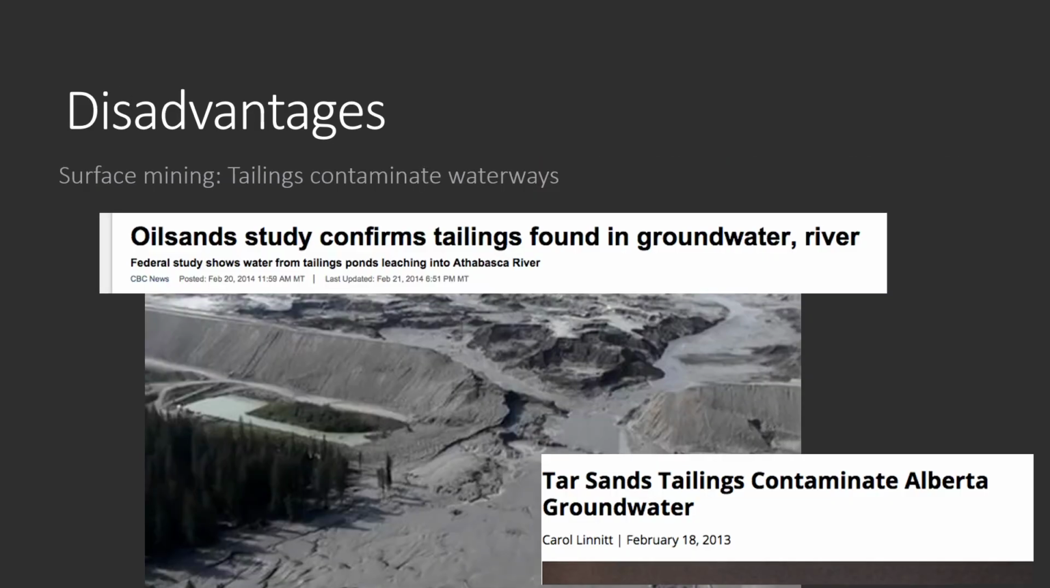Of course, disadvantages do exist. The disadvantage just from surface mining, we have tailings that contaminate the waterways. So, an oil sands study confirmed tailings found in groundwater in the river. This was in 2014. As these chemicals and waste products are contaminating our groundwater and our river water, our fresh water becomes less useful.